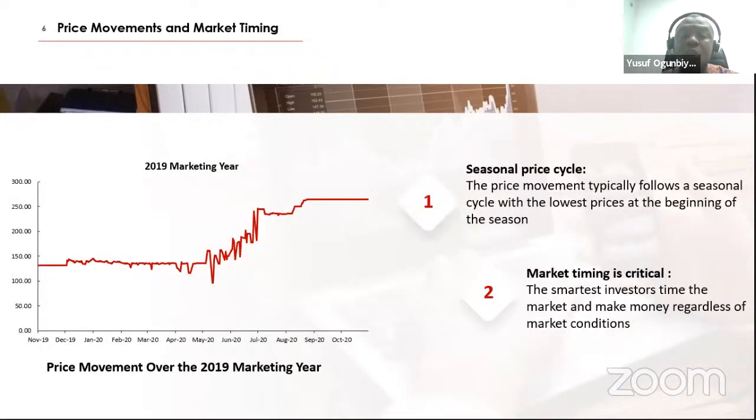So having understood what the cropping calendar means, and the effects on production and consumption in the system, you then want to look at what we call price movements and market timing.